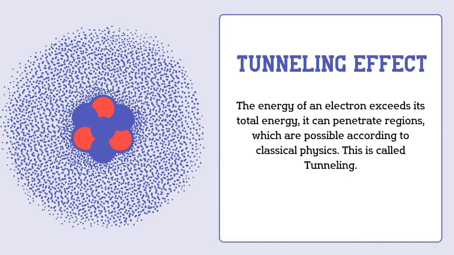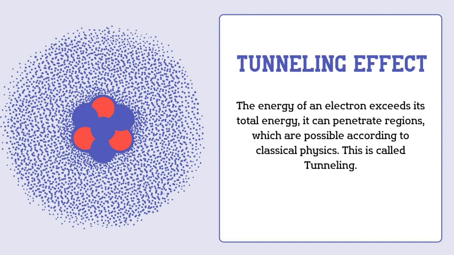Atoms, which are the building blocks of everything around us, behave in strange ways at the tiniest level. One interesting behavior is called quantum tunneling. It means that electrons, which are the particles that orbit around an atom's nucleus, can jump from one place to another, even if there is a barrier in between.